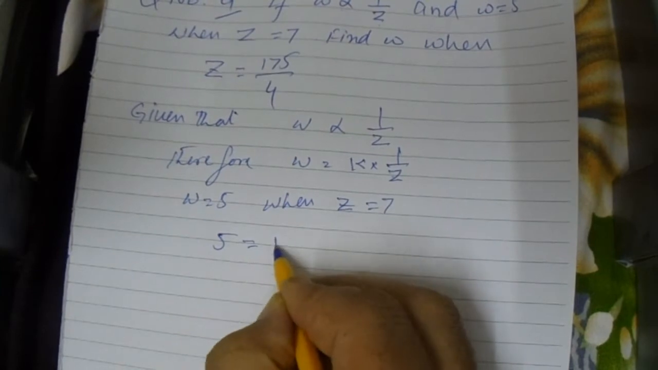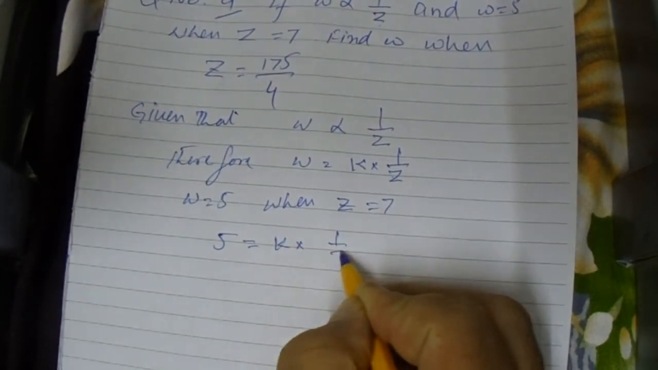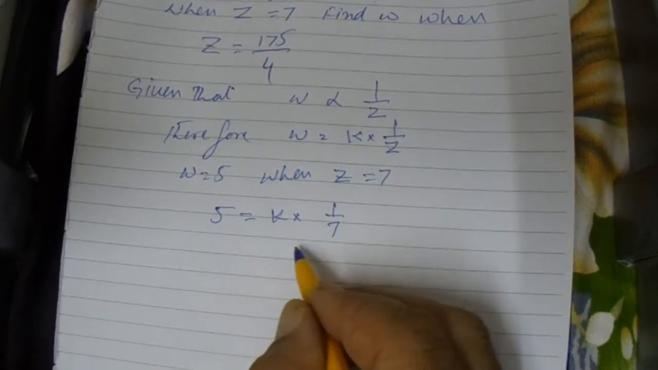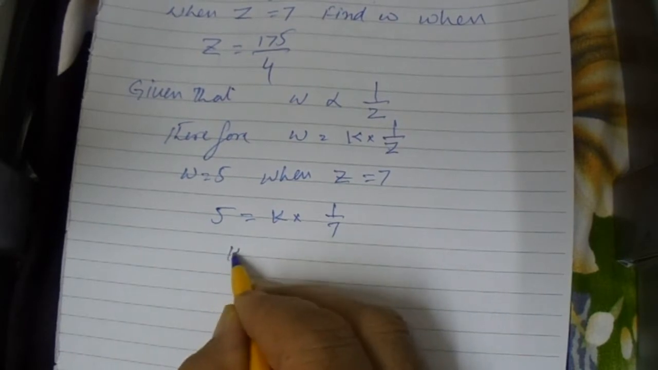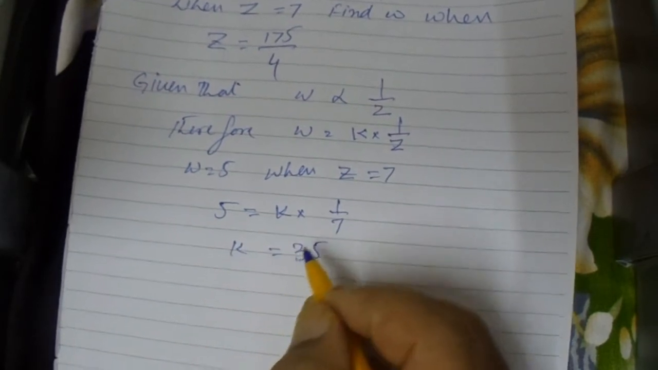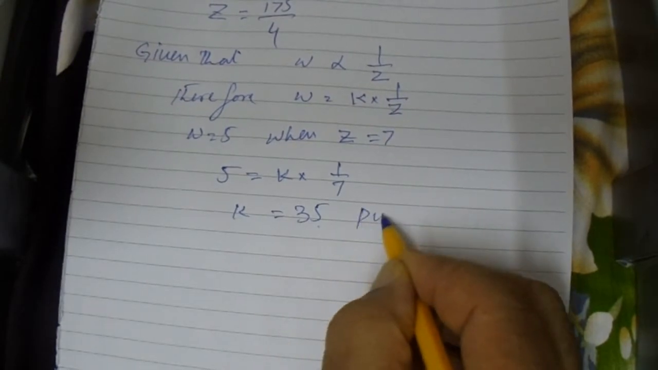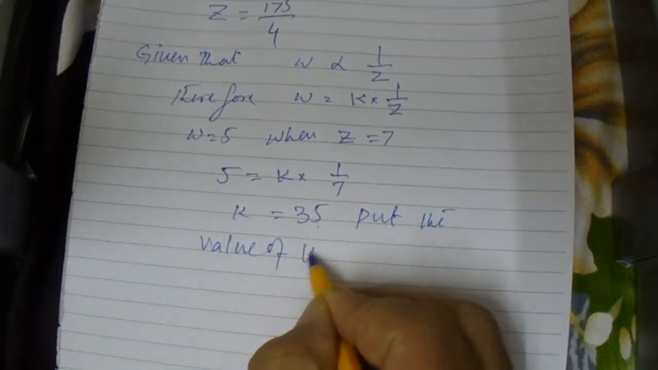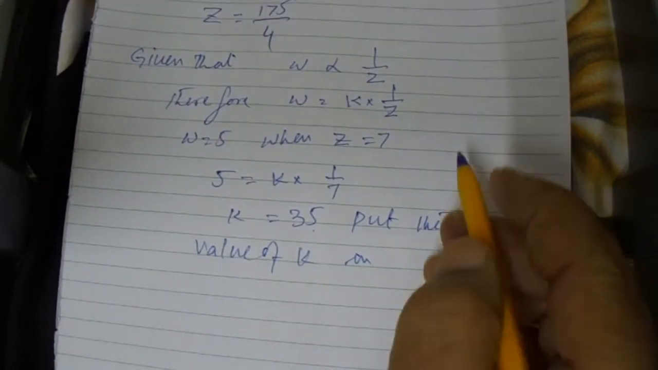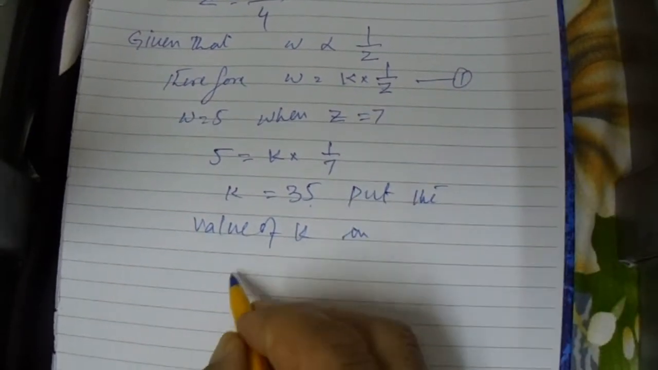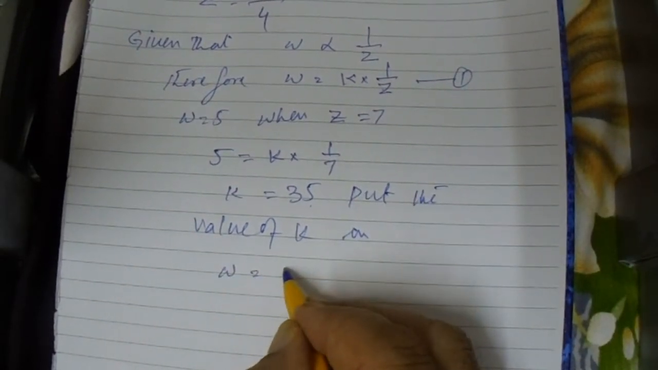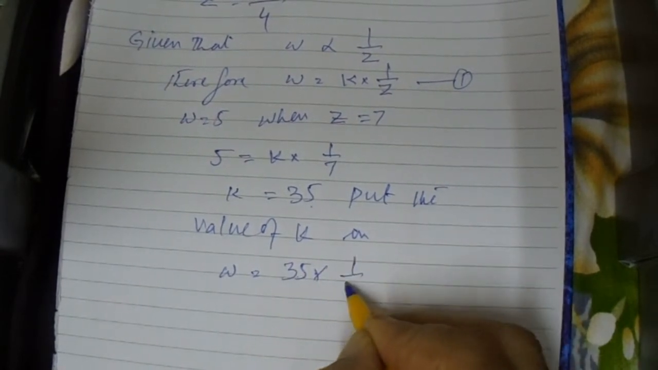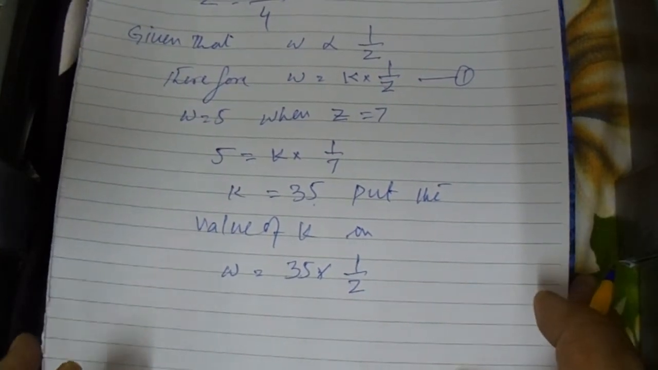5 is equal to k multiply 1 over 7, and multiplying both sides by 7, k is equal to 35. We put the value of k in equation 1, and w is equal to 35 multiply 1 over z.